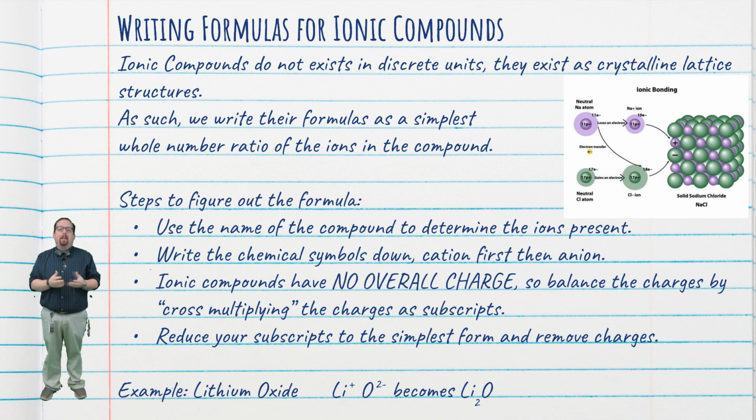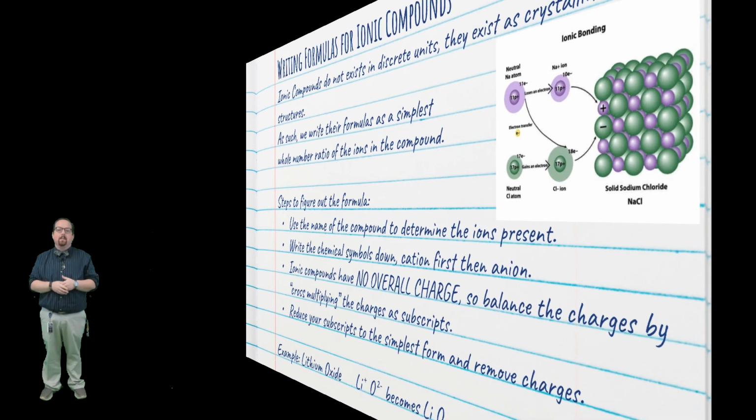So say we're given the name lithium oxide. Lithium always forms an ion with a 1+ charge, and oxygen always forms an ion with a 2- charge. So you take the 1 from lithium's 1+ and make it a subscript on the oxygen. You take the 2 from the oxygen 2- and make the 2 a subscript on lithium. That gives us Li2O. We can't simplify that anymore. 2 and 1 are the simplest whole number ratio, so that's just the formula, Li2O. You don't write charges in the compound formulas, just the element symbols and their subscripts.